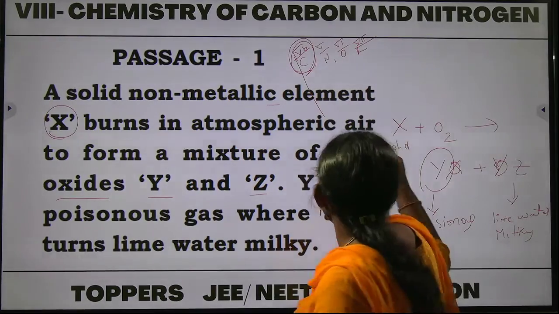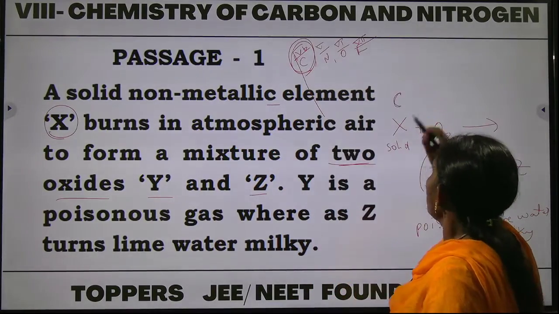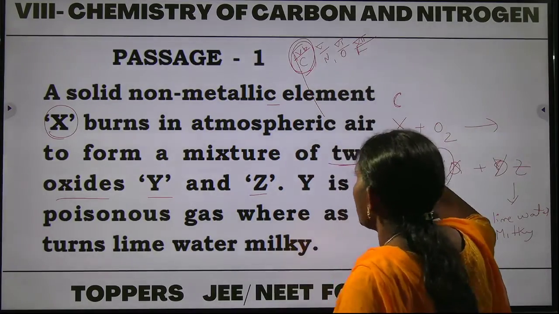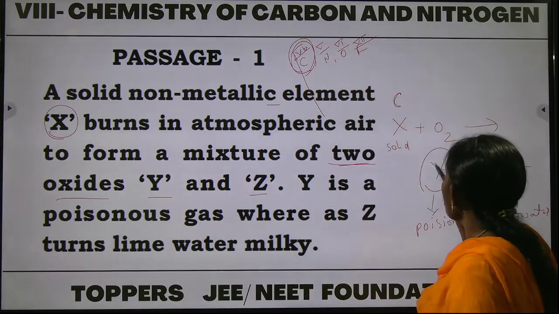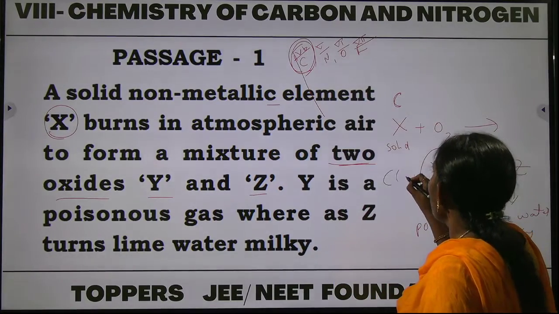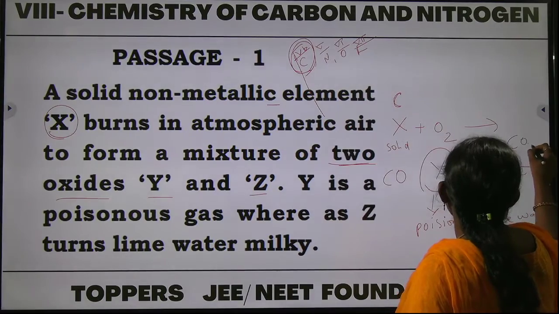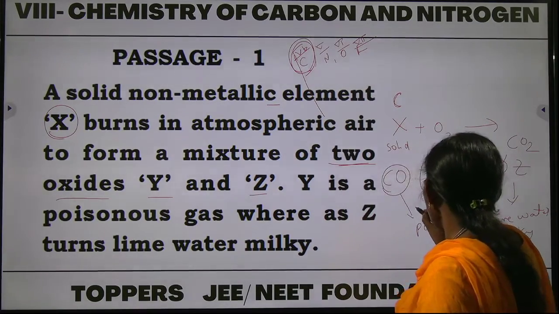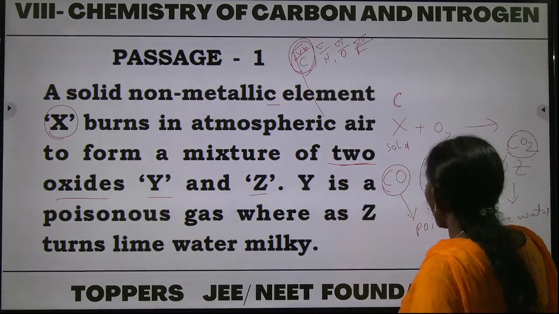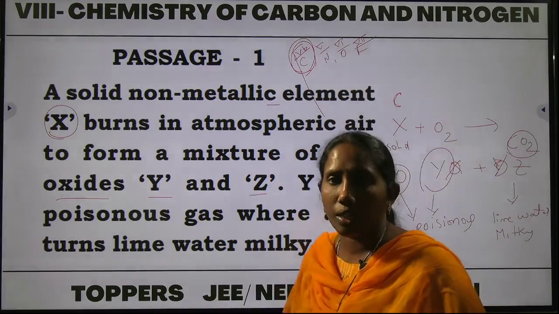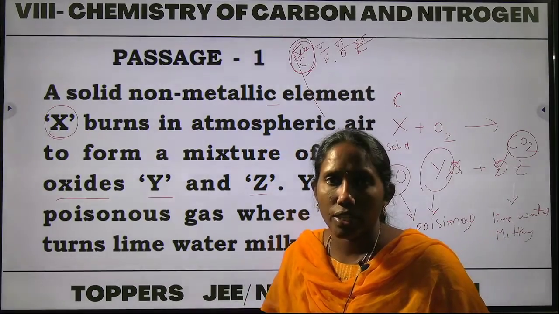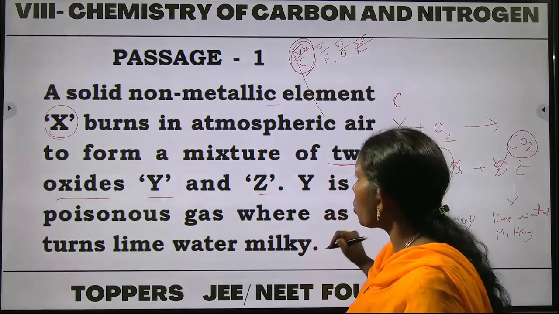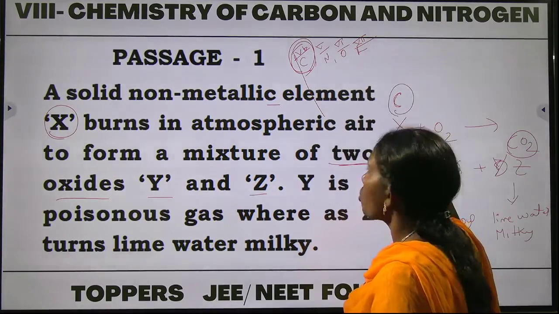If you think this first one is carbon, then carbon on combustion, reacting with atmospheric oxygen, forms two oxides, carbon monoxide and carbon dioxide. Carbon monoxide is poisonous in nature, and carbon dioxide turns lime water milky. Carbon dioxide has that nature itself. So for X, carbon is suitable.